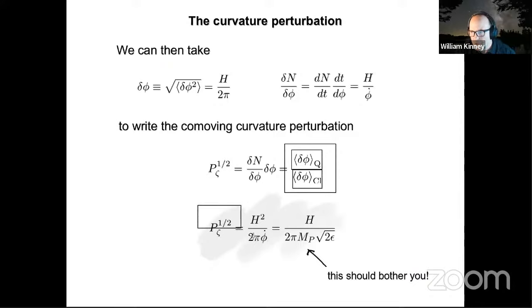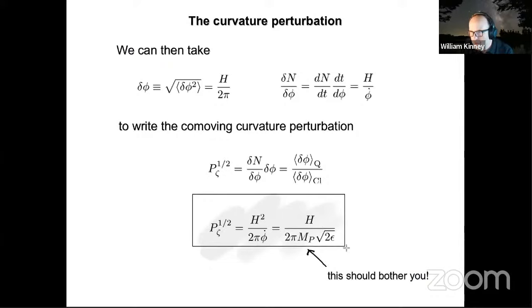And that's equal to H squared over 2 pi phi dot, or in terms of the equation of state parameter, now we can use the Hamilton-Jacobi equation to write phi dot in terms of epsilon, goes as H over the square root of epsilon times a bunch of normalization constants. Notice that this should bug you. This is a standard result, right? Those of you who read papers on inflation have seen this a bazillion times. But this should really bug you, right?